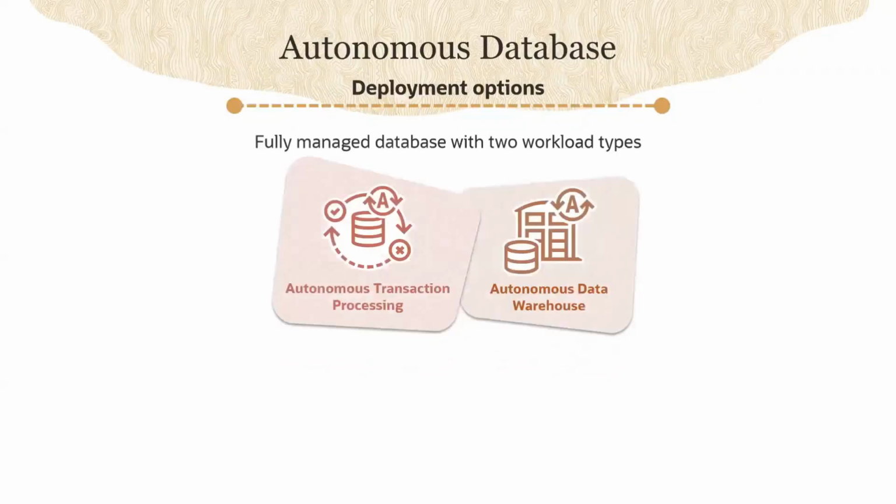Autonomous database. When you provision an autonomous database, you can choose how you want it to be deployed. Autonomous Transaction Processing, ATP, is for your online transaction processing needs, and Autonomous Data Warehouse, ADW, is for your analytical needs. Both options provide you a fully managed database for both of these types of workloads.